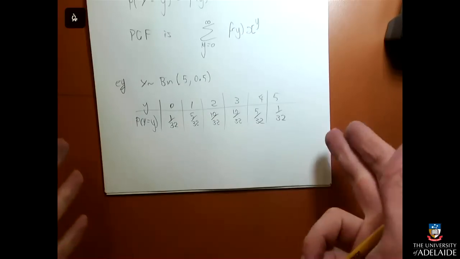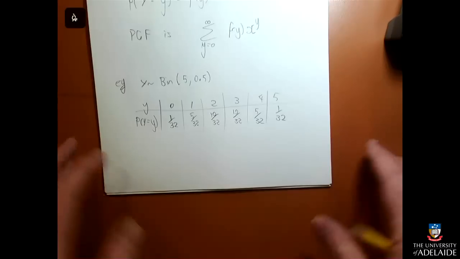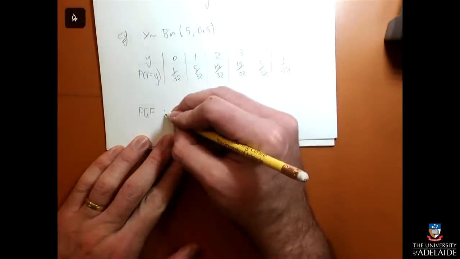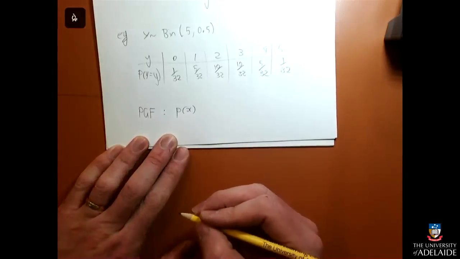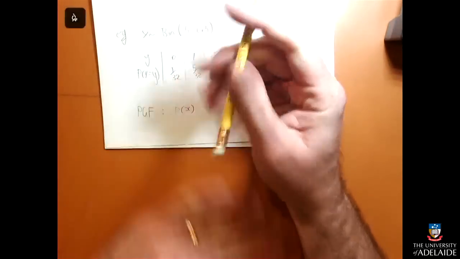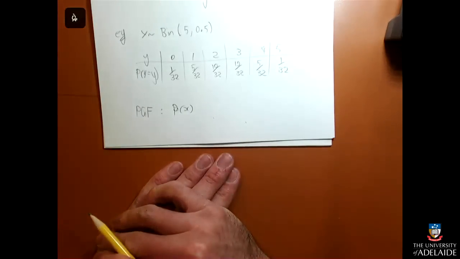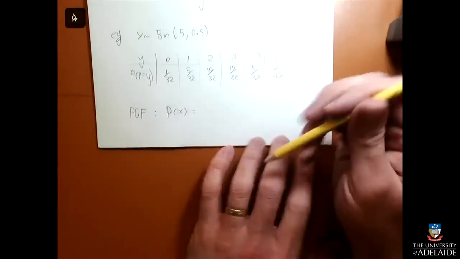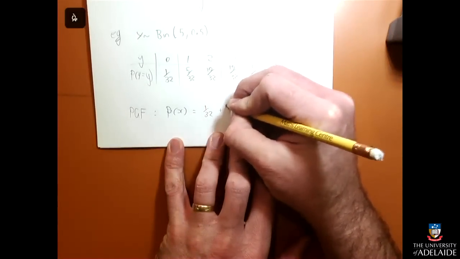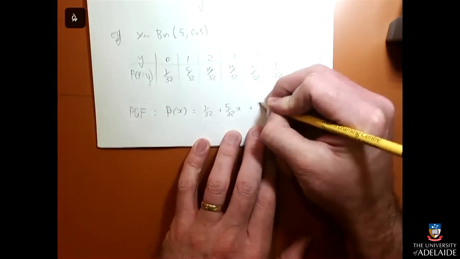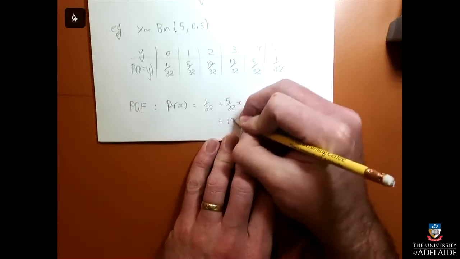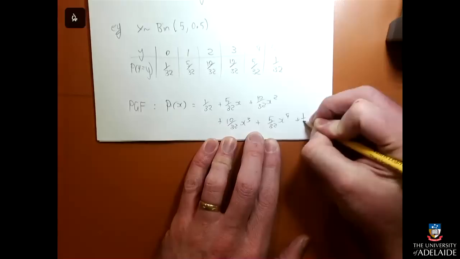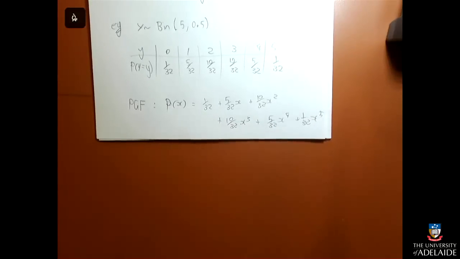So this is the binomial distribution with five trials and probability of success 0.5, and its probability generating function is a polynomial, capital P apparently, traditionally Z, whatever. Doesn't matter. So it'd be 1 on 32, 5 on 32x plus 10 on 32x squared plus 10 on 32x cubed plus 5 on 32x to the 4 plus 1 on 32x to the 5. I mean, that's the deal.